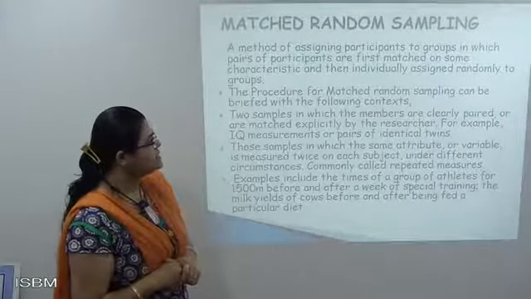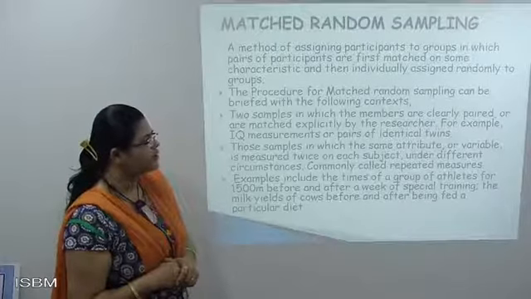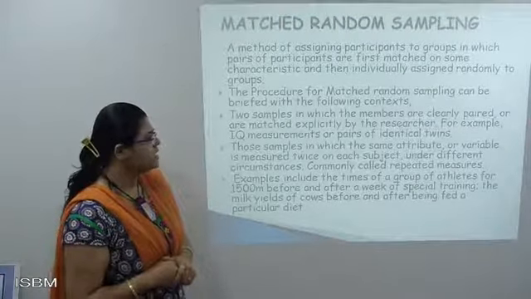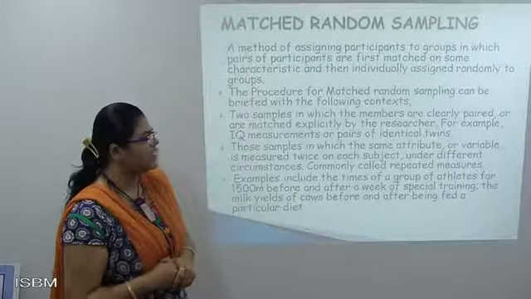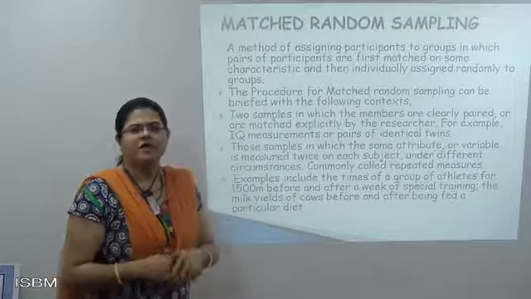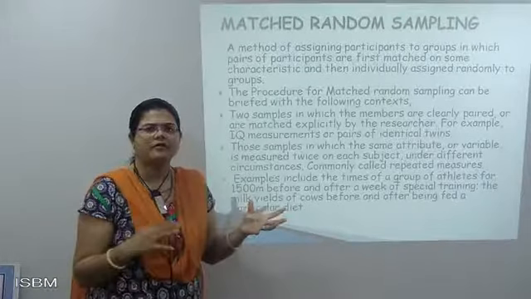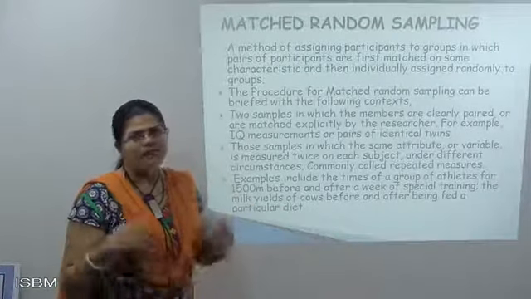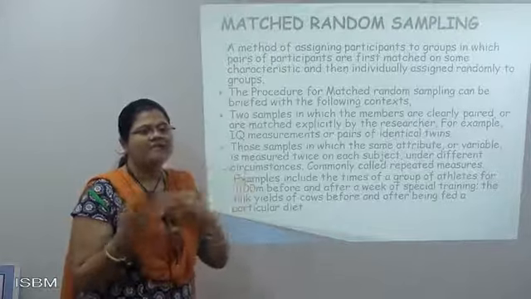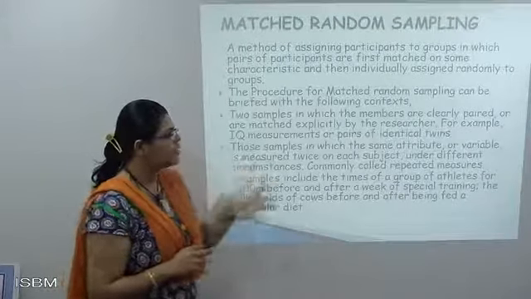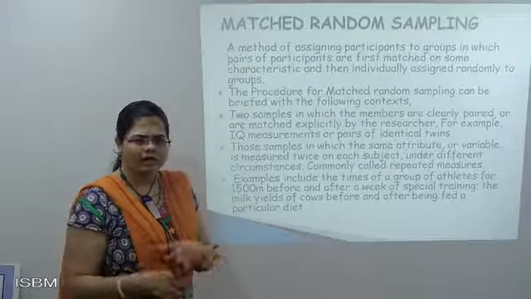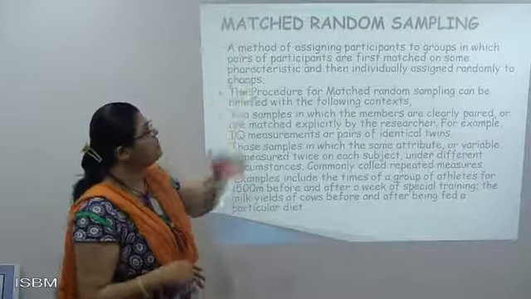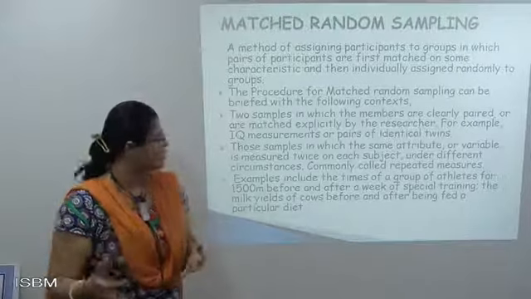Those samples in which the same attribute or variable is measured twice on each subject under different circumstances are commonly called repeated measures. If I'm getting the same answer from both sides, if they are twins, and I'm asking questions to both, and if I measure the same answers, it is called repeated measures. But if I'm not getting any kind of matching answer, it is called matched random sampling.